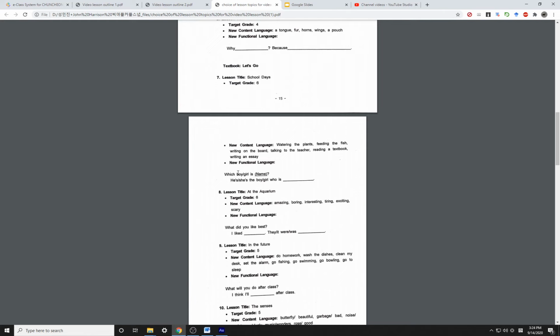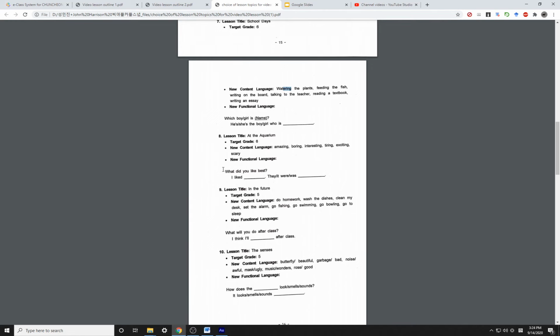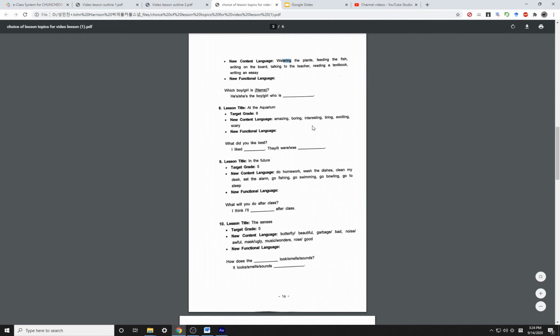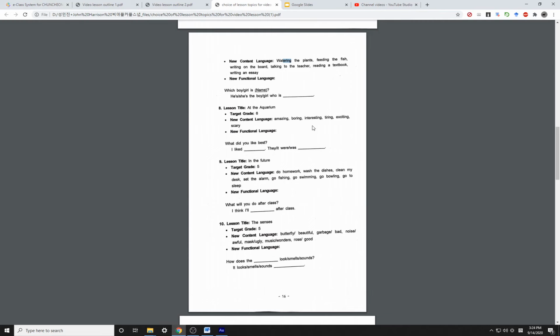teaching that. At the aquarium, we have 12 in total, we're only up to 8. At the aquarium, amazing, talking about how things are. Amazing, boring, interesting, tiring, exciting, scary. Functional language, what did you like best? I liked something best. They were interesting. So describing how things were, not just, it was fun. It was fun. It was fun. No. We have words to help describe. So a lot of things there.